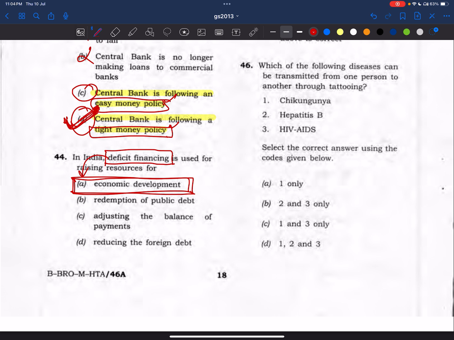Now let's see the other options as well. Redemption of public debt. Yes, this is also part of the deficit, right? Adjusting the balance of payments. Yes, that also comes under deficit. Reducing the foreign debt. Yes, this also comes under the budgeting, right? We pay interest, or sometimes we repay the loans also. These are all part of the budget. But see here, this is the broader option. So we have to go for option A, right? Now, what are the learnings? We have to study about budget, okay? In the sense of quality and also in the sense of economy, right?